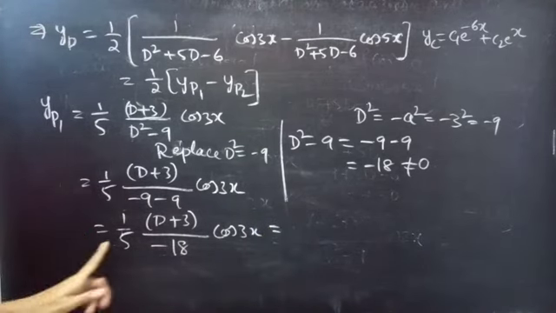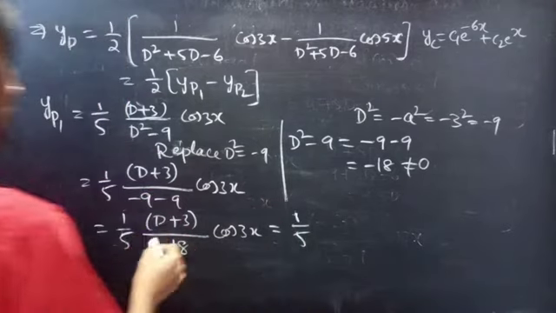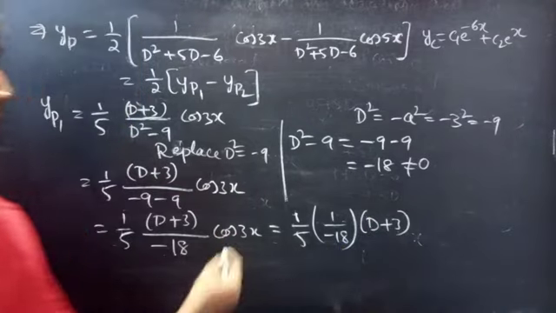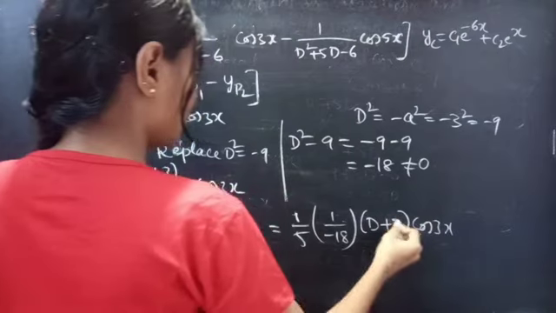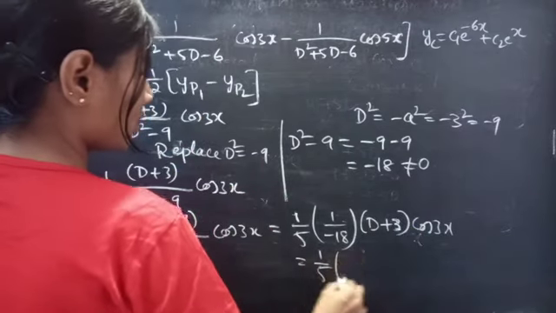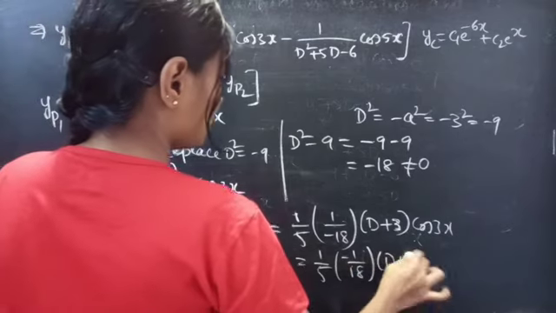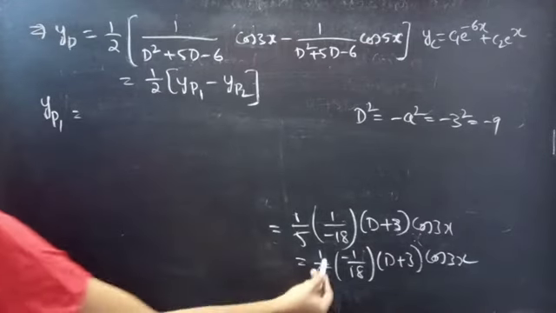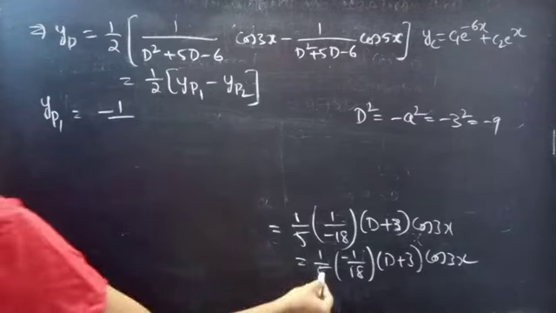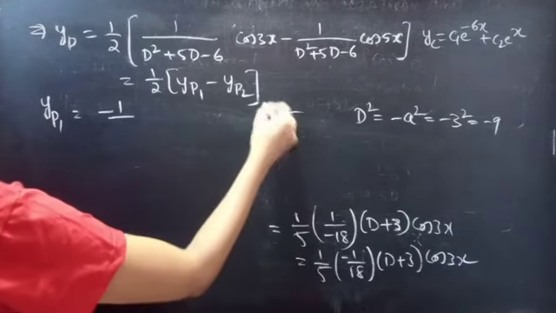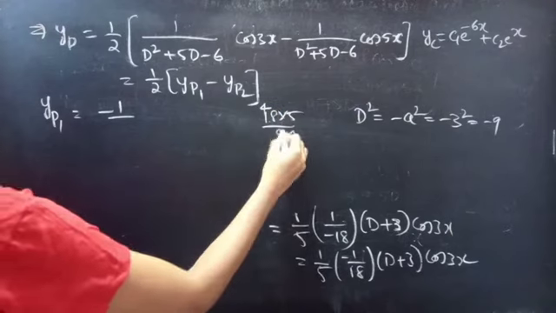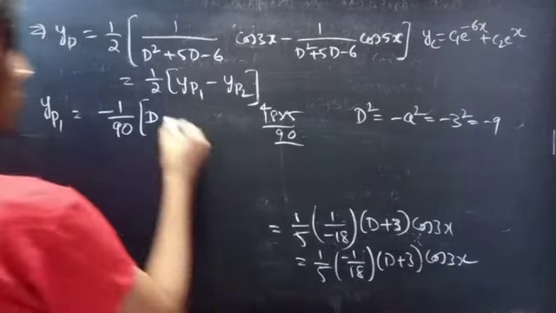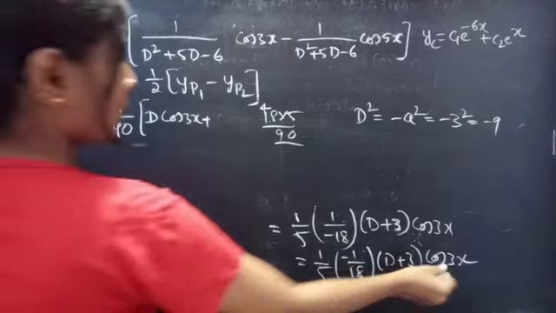You can just write this as 1 by 5 into, you can split this as 1 by minus 18 into (D plus 3) into cos 3x, right? And you can write 1 by minus 18 as minus 1 by 18 into (D plus 3) into cos 3x. This becomes 1 into minus 1 is minus 1 by 5 into 18. 5 8s are 40, 5 1s are 5, 5 plus 4, 9, so 90, into (D cos 3x plus 3 cos 3x).